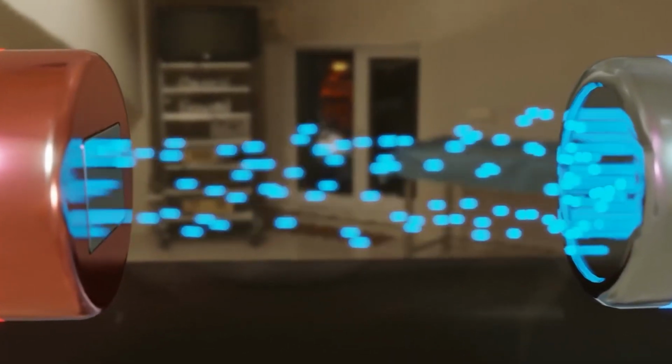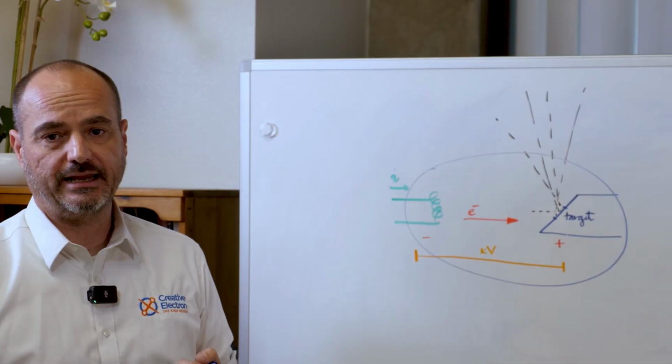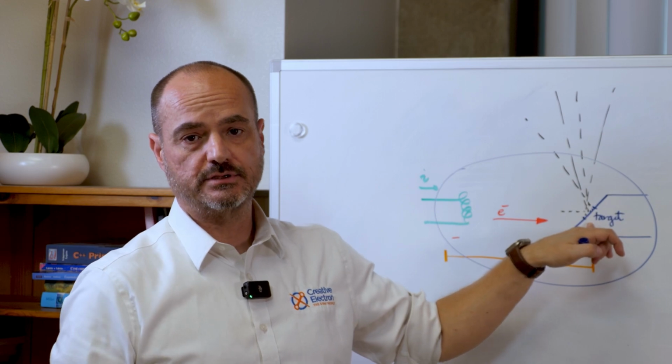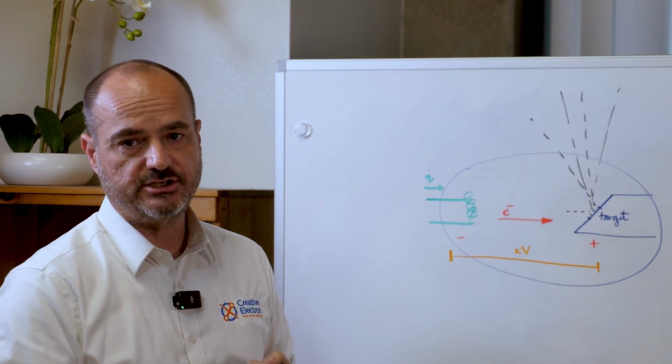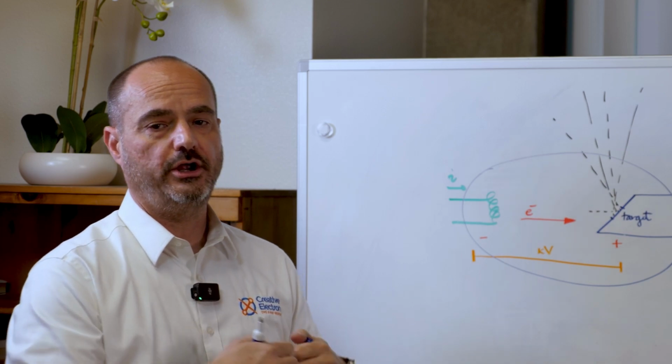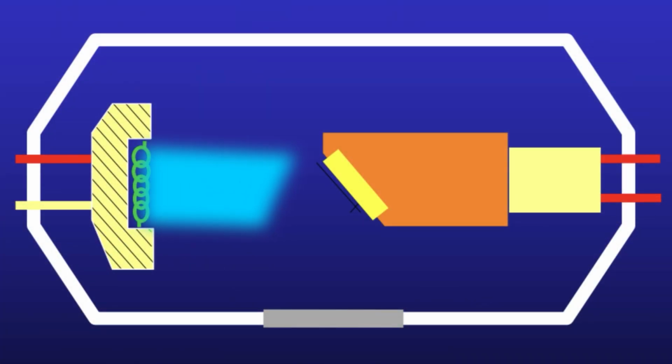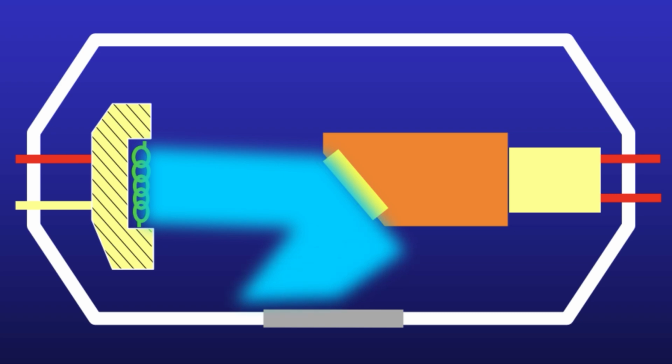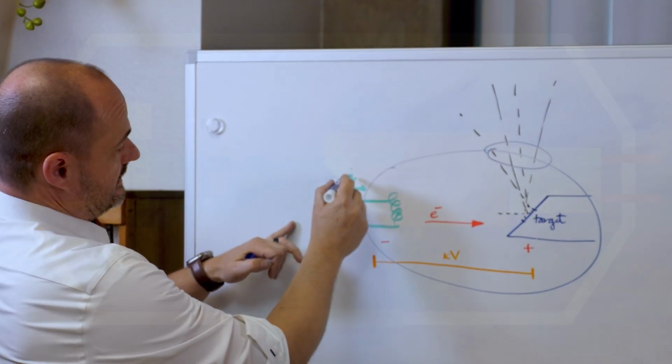Once they hit the target, they knock electrons from the target's atoms, and with a process called bremsstrahlung radiation, those electrons, after they're retreated from the shell, as they recoil, they emit an X-ray photon. Then we put a window here on this tube, and that's where the X-rays exit the tube. Current is right here.